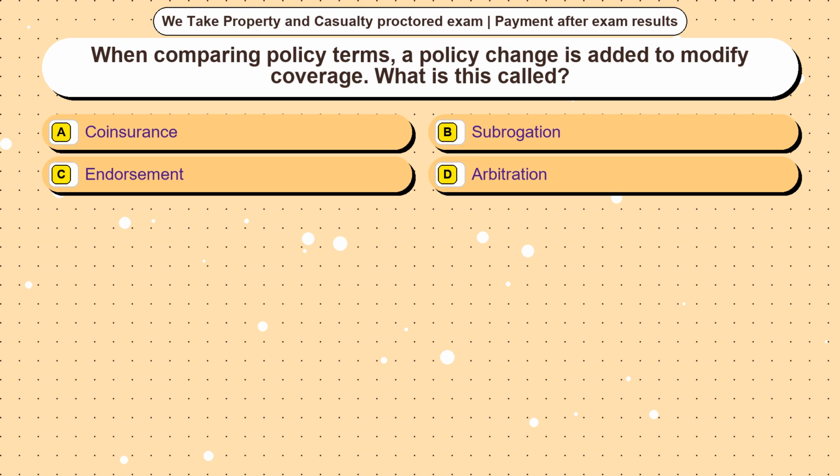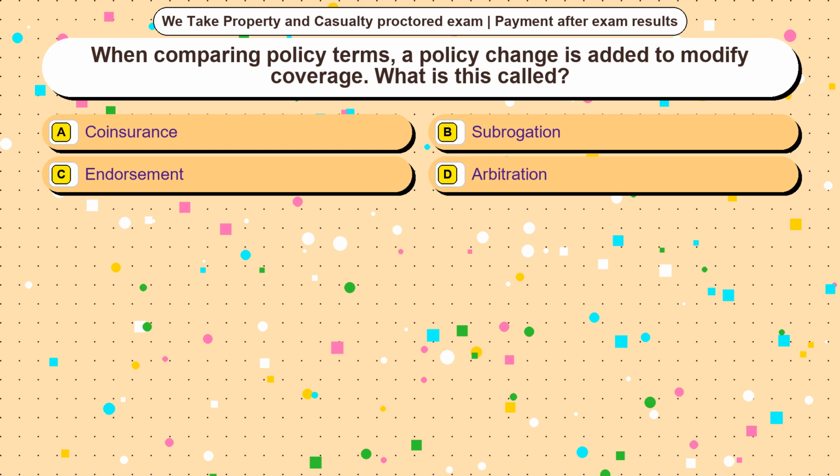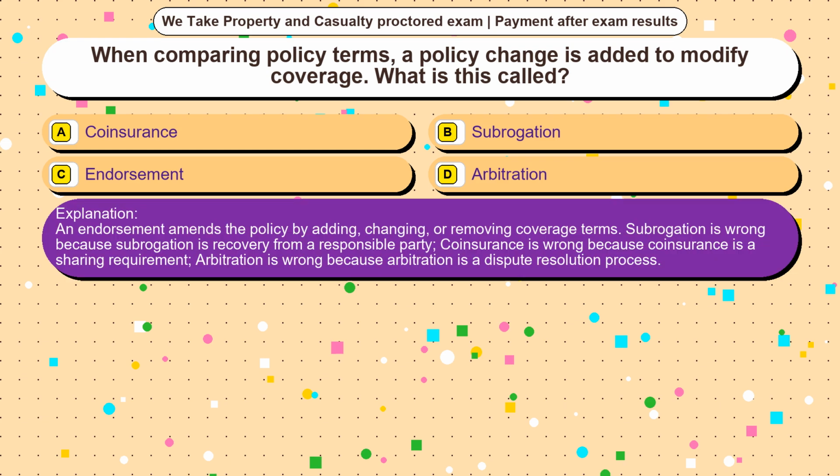What is this called? Option A, coinsurance. Option B, subrogation. Option C, endorsement. Option D, arbitration. The correct answer is option. An endorsement amends the policy by adding, changing, or removing coverage terms.